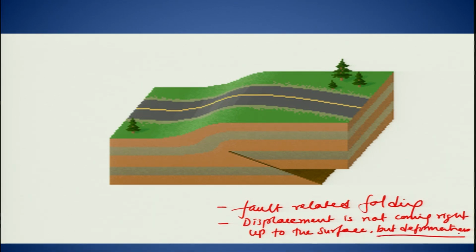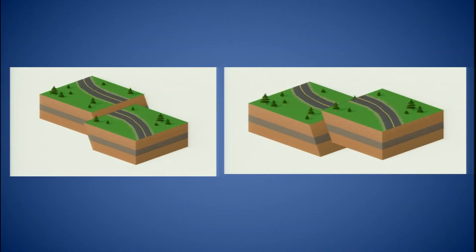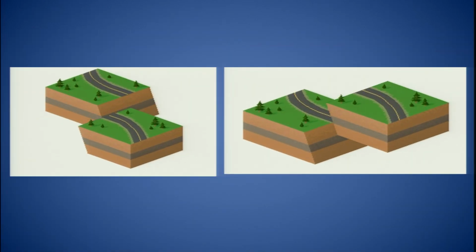So we see deformation which is coming right up to the surface. The flat surface has been deformed along a reverse fault, but no displacement has been seen here. Hence such type of faulting is termed either a blind reverse fault or a thrust fault. Okay. Now there will be a combination of both.